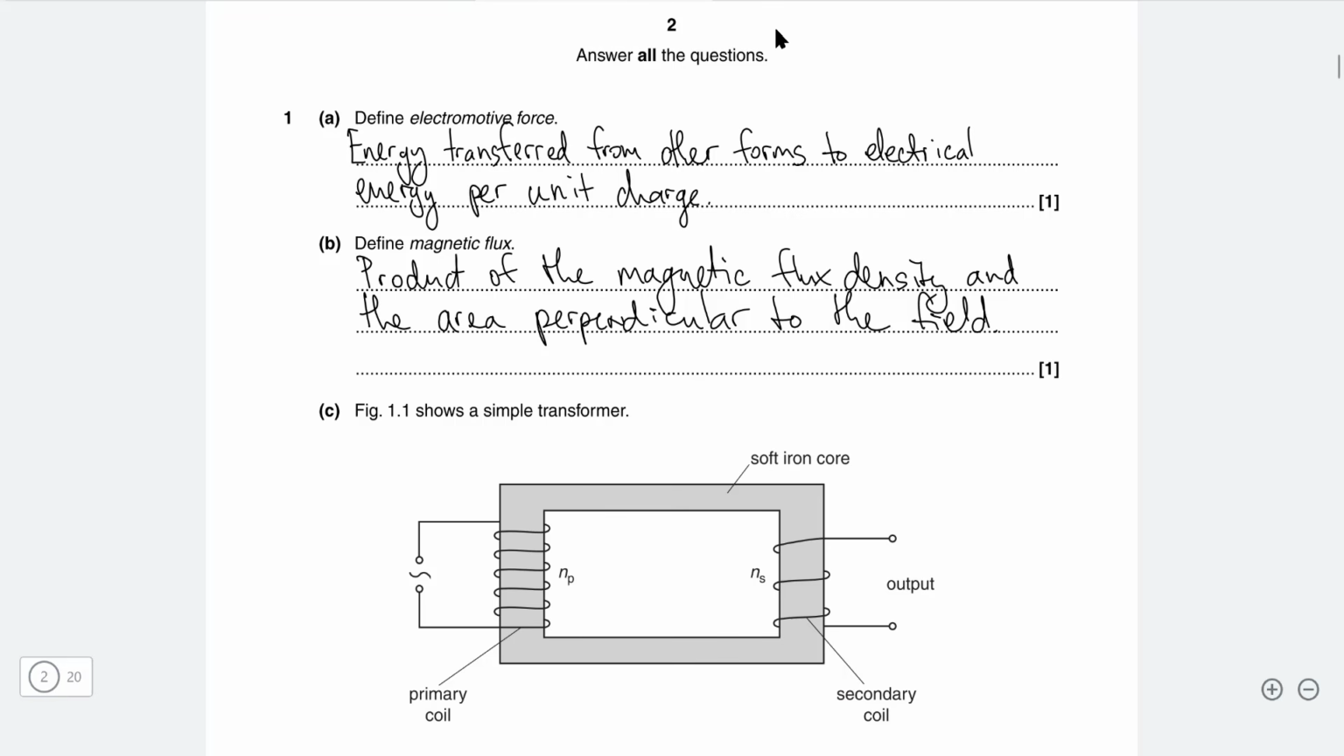So, next question. Part 1, define electromotive force or EMF. Remember, EMF is energy transferred from other forms to electrical energy per unit charge. Once again, to define the magnetic flux, it is the product of the magnetic flux density and the area that is perpendicular to the field.